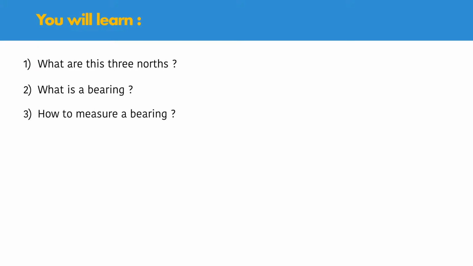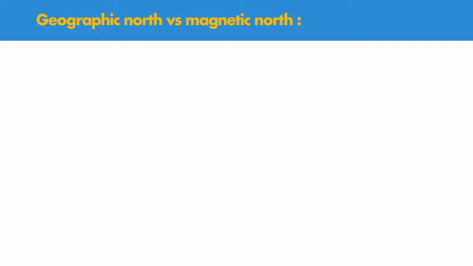There are three things that I want you to learn in this video. The first thing is what these three norths are: geographic north, magnetic north, and grid north. The second thing is what a bearing is. The last thing is how to measure a bearing. Yes, just these three little pieces of information. So first things first, what are these three norths?